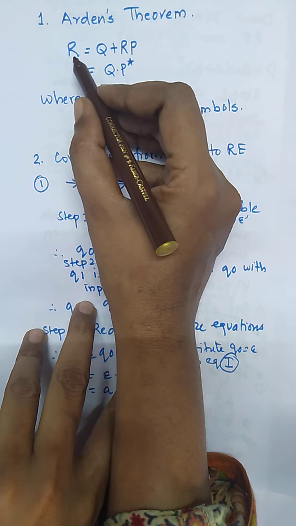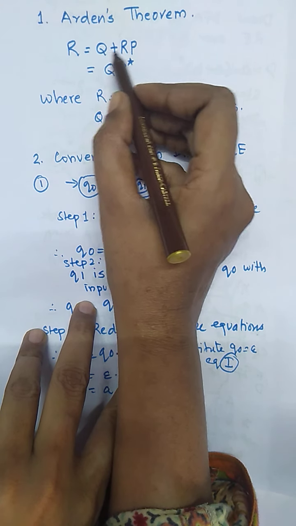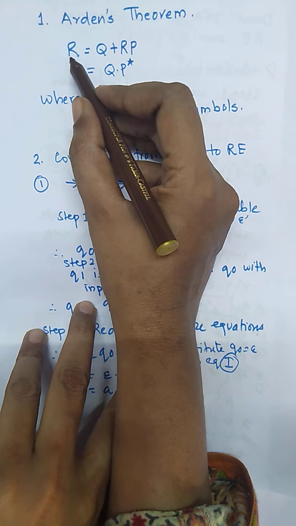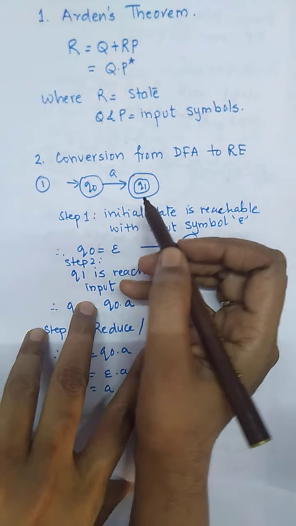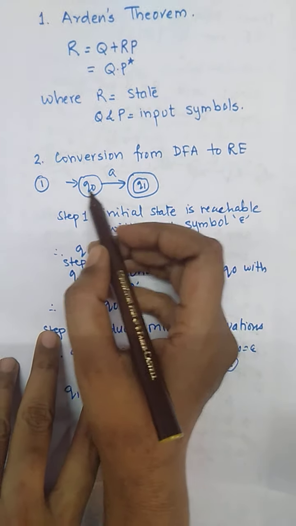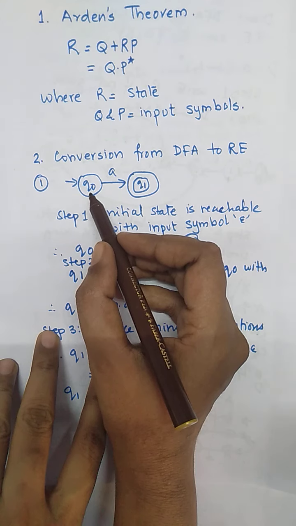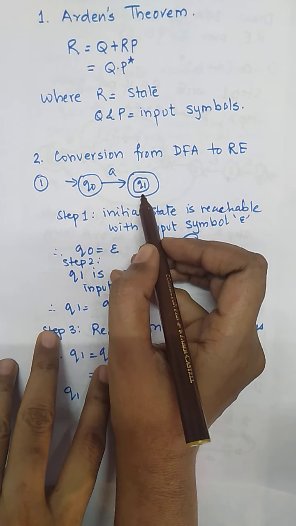So here R is a state, Q and P are the input symbols. That means that this state can be represented by the input symbol combination. Now we have one question. DFA: Q0 with input A reaches the final state.